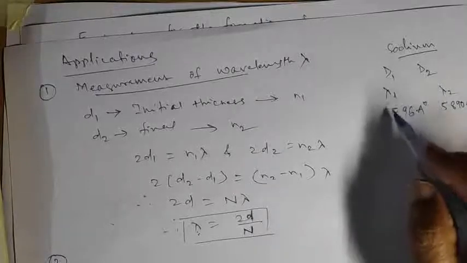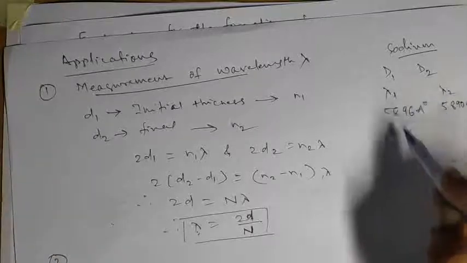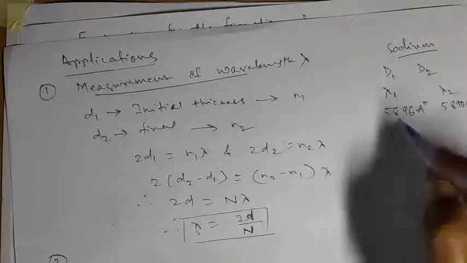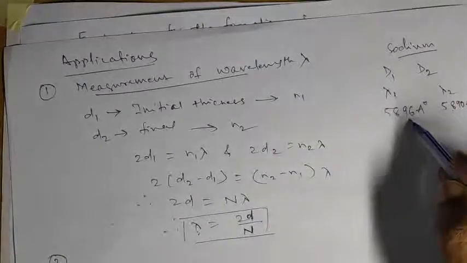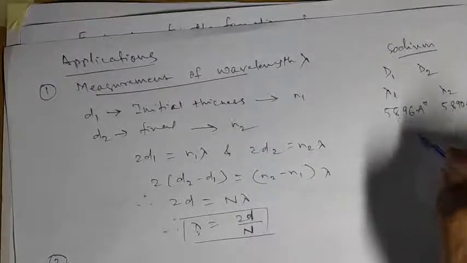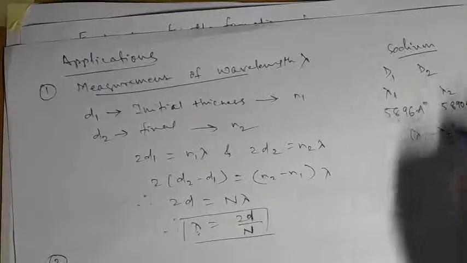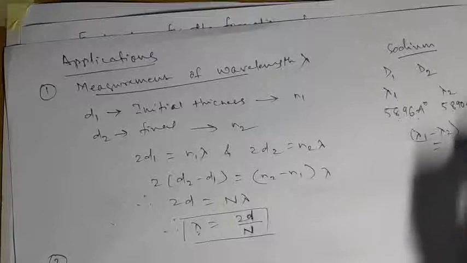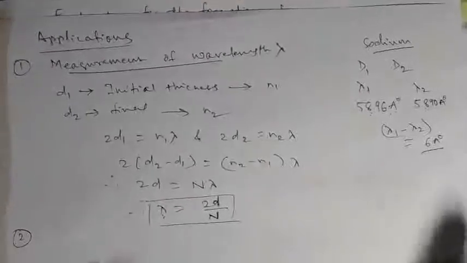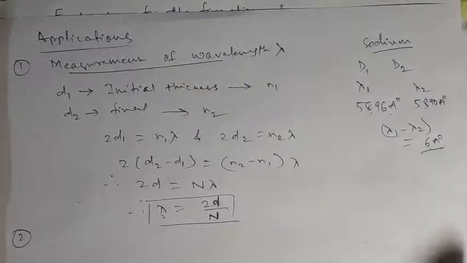So lambda 1 is 5896 and lambda 2 is equal to 5890 Angstrom units. These are the two close D lines, and the difference between the two lines, lambda 1 minus lambda 2, will be equal to only 6 Angstrom units. So the difference is very small. This difference can be measured with the help of Michelson interferometer.